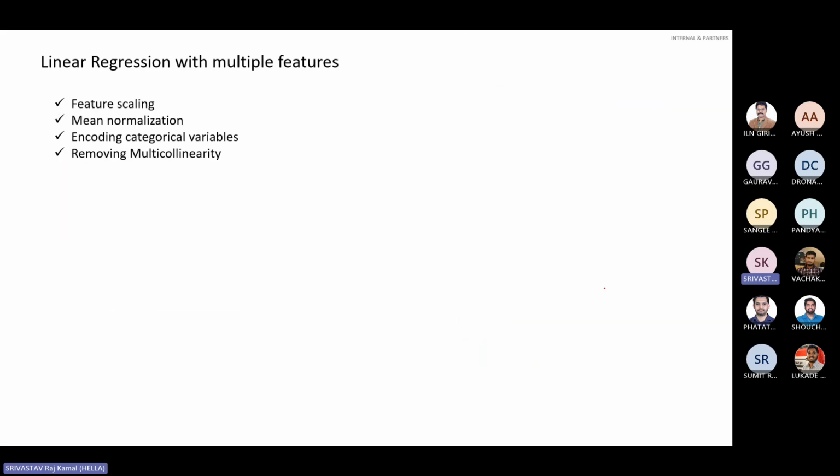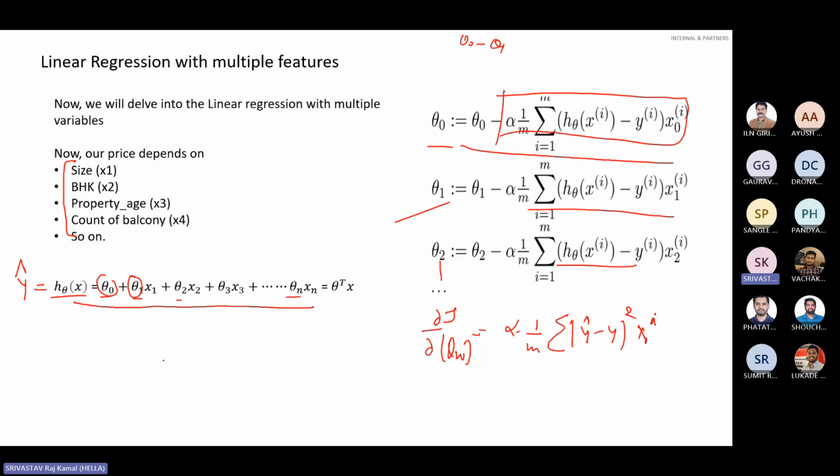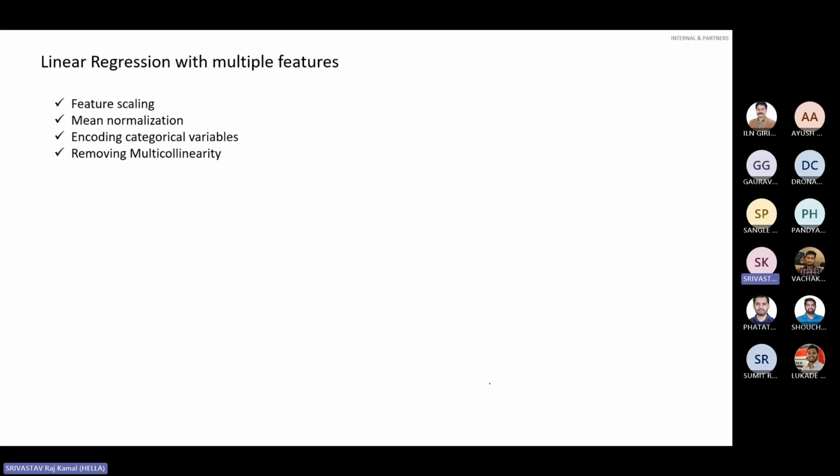That is it. Finally, we calculate all the thetas, put them here this way, and we calculate the updated J in the second iteration, J in the third iteration. We keep doing this until we reach convergence. And this ends our gradient descent algorithm in linear regression.